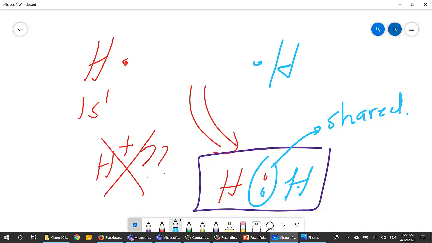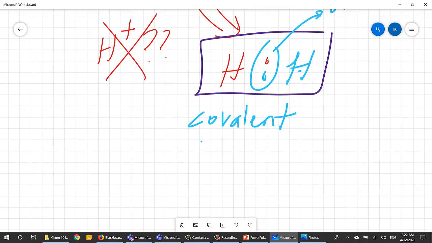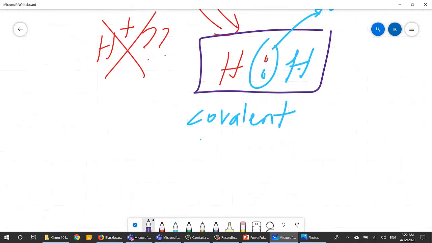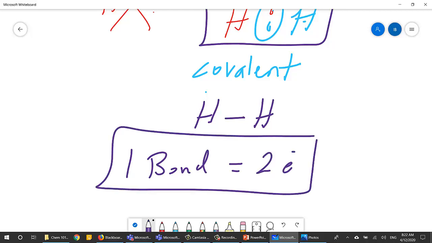And this is the definition of the covalent bond. The covalent bond is basically about sharing electrons, not one element giving the electron to the other element. And we usually represent this with one line. So instead of writing this, we usually write H-H. This one dash here means one bond, and it's equal to 2 electrons. So keep this in mind always, that one bond is equal to 2 electrons. This is very important in this chapter. One bond is 2 electrons.